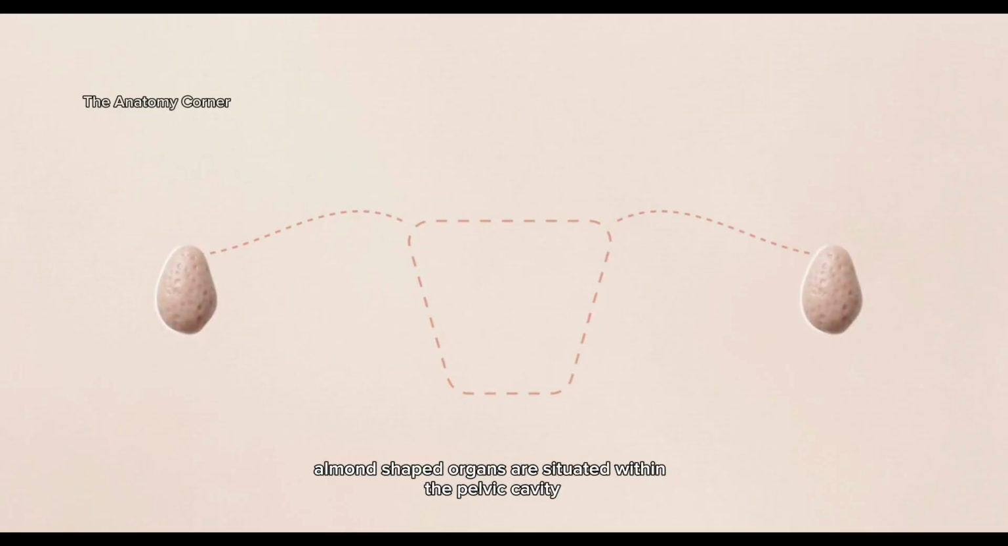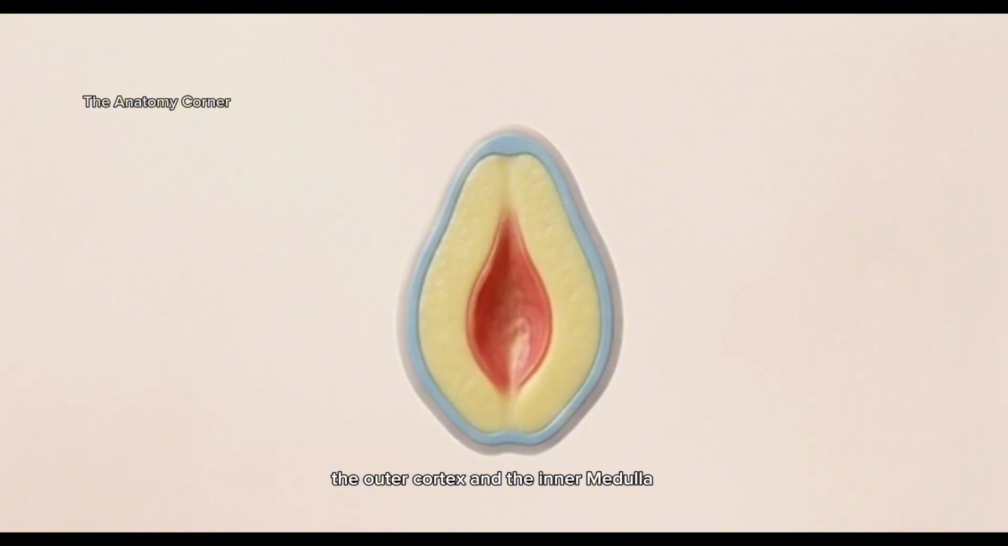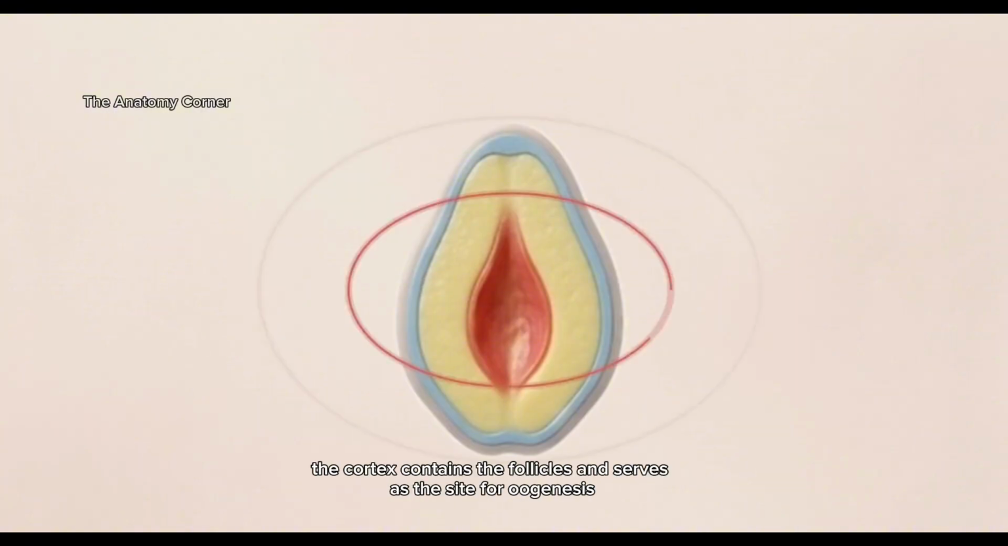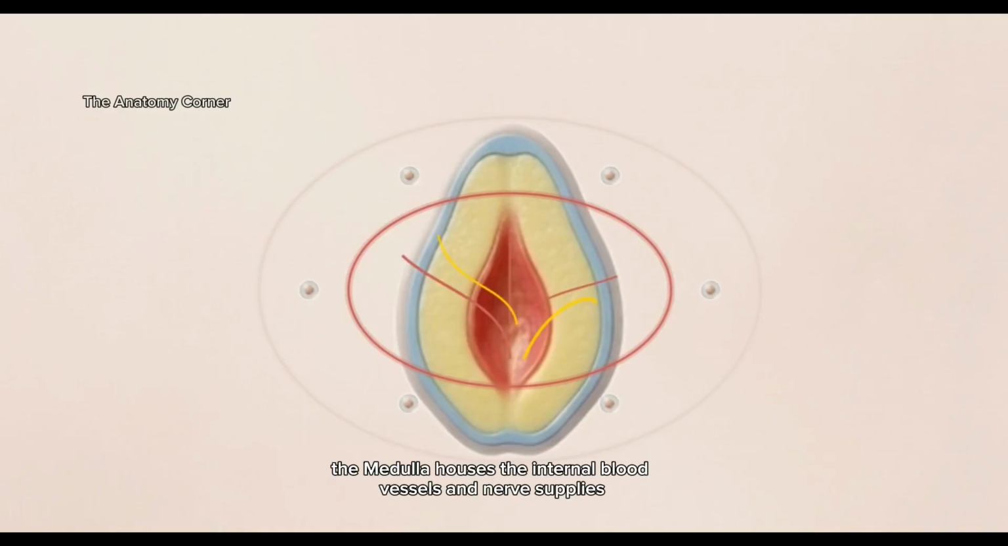These paired almond-shaped organs are situated within the pelvic cavity. The ovarian and suspensory ligaments provide the mechanical stabilization that holds these organs in place. A cross-sectional view reveals two distinct histological layers, the outer cortex and the inner medulla. The cortex contains the follicles and serves as the site for oogenesis, or ova production. The medulla houses the internal blood vessels and nerve supplies.